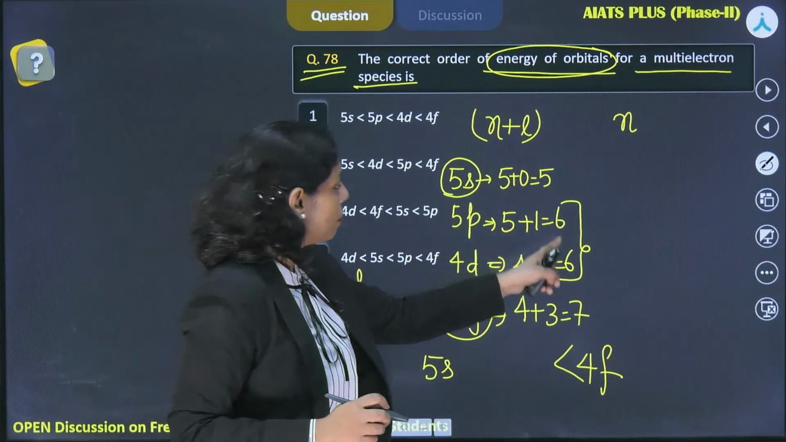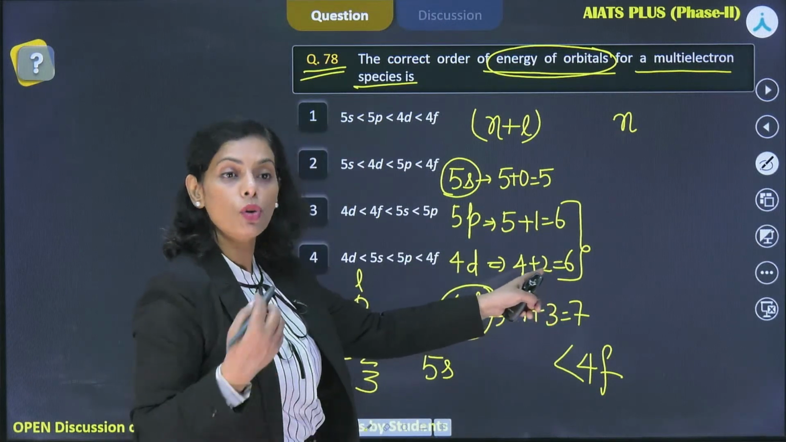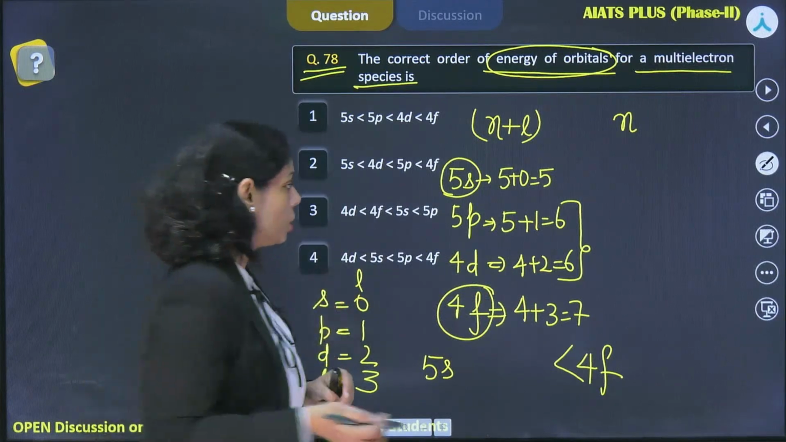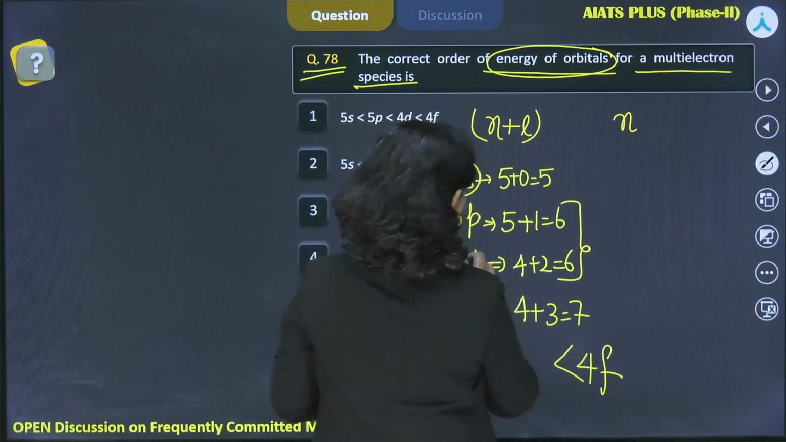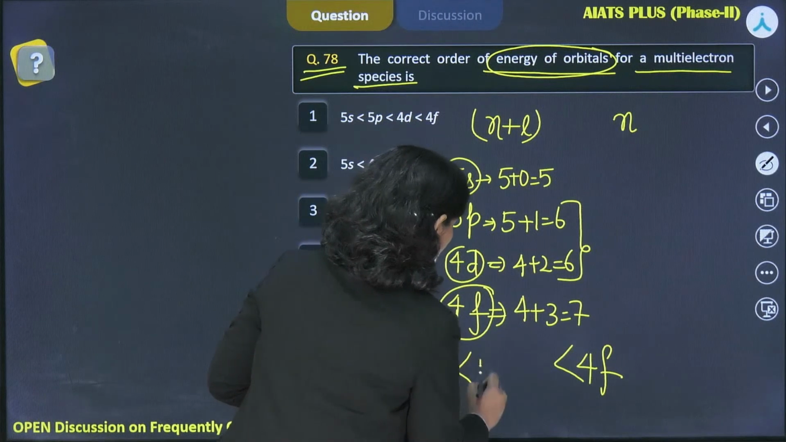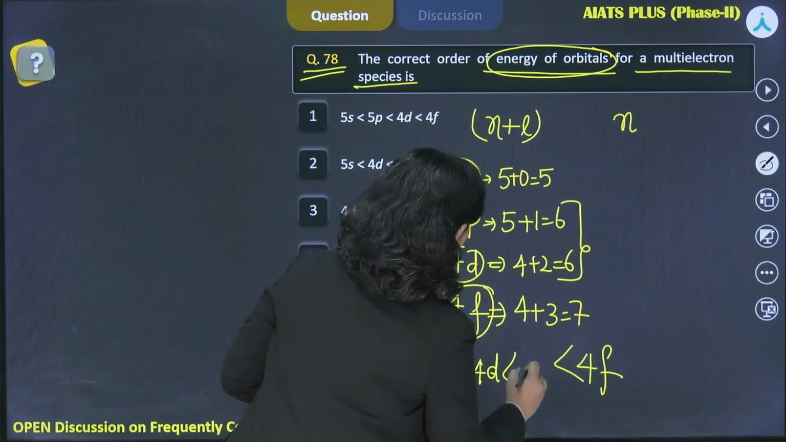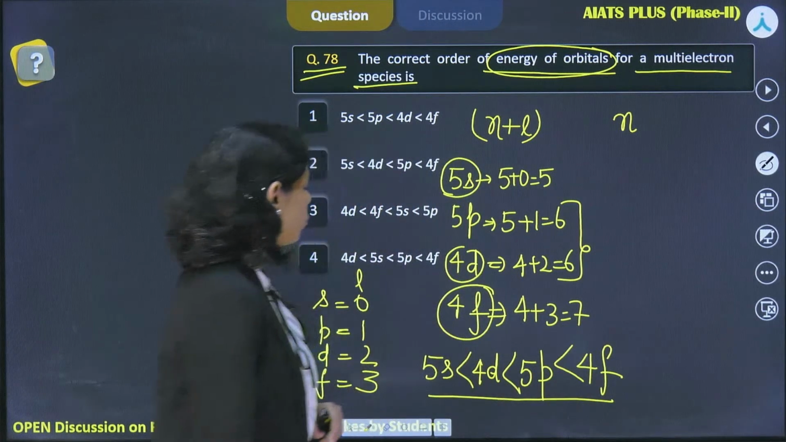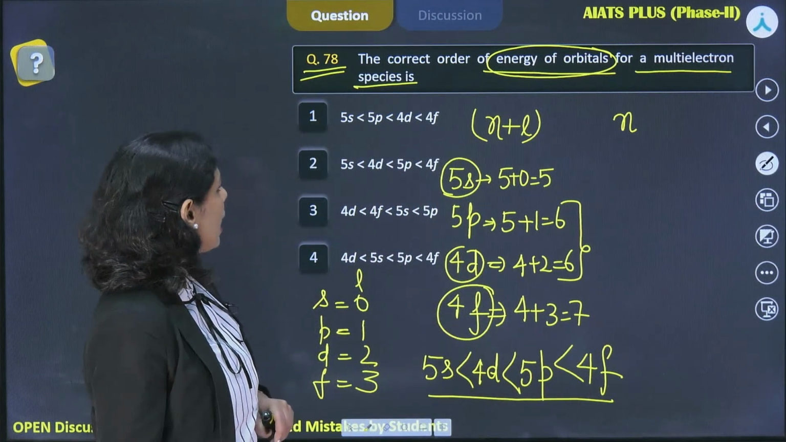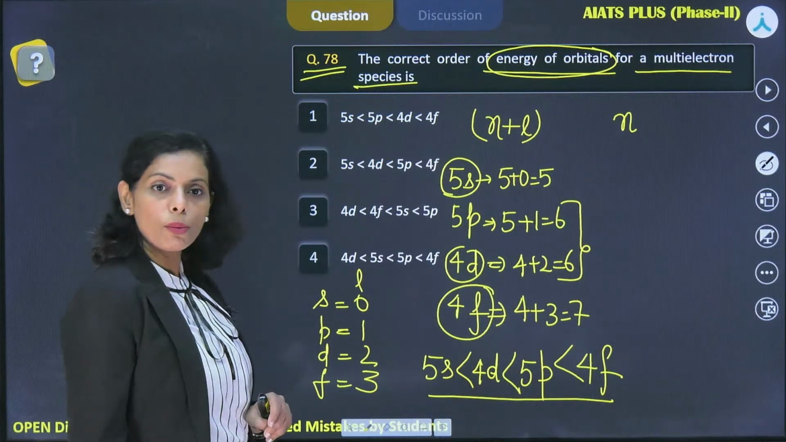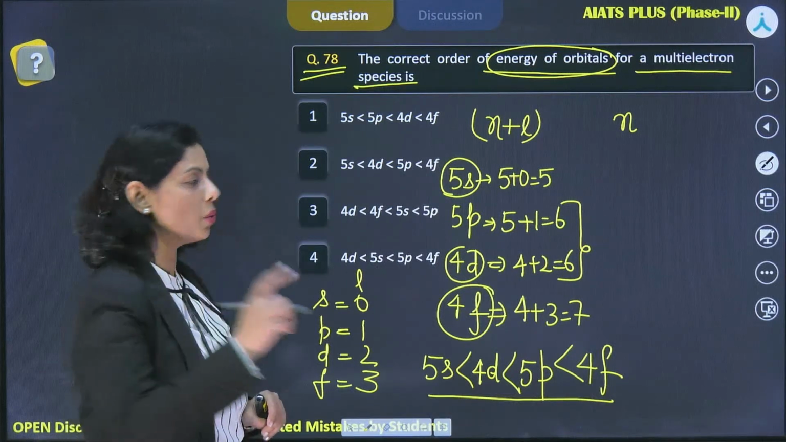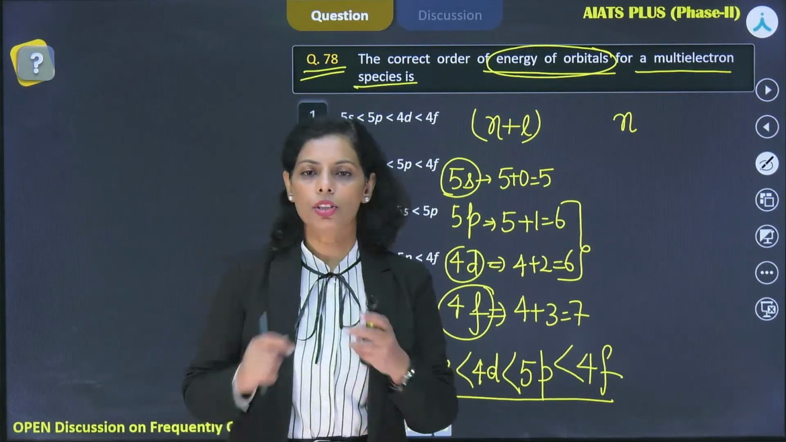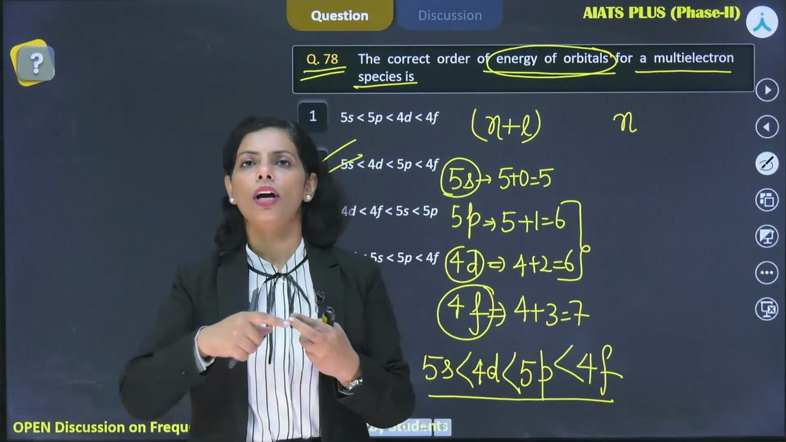If the n plus L value is the same, then you have to look at the n value. The less the n value, the less would be the energy. So the less n value is for 4d. So 4d will come, and then the turn comes for 5p. 5s, 4d, 5p and 4f. The second option, right everyone, very good, very good. The second option is the right answer.